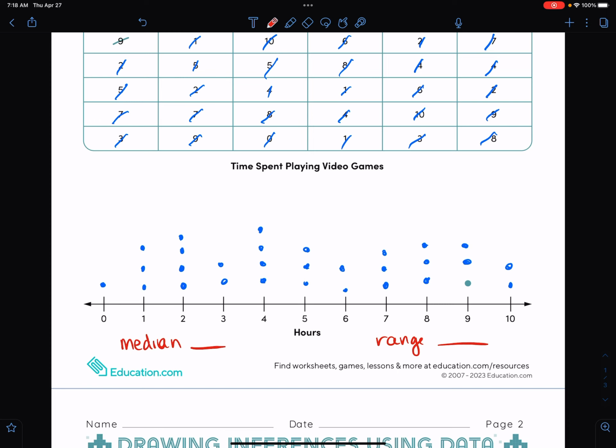So our range goes from 10 to 1. So that would be our biggest number minus our smallest number. Our range is 10. But the median, I have to count. So I have 30 total. So if I'm splitting 30 in half, that means I have 15 on one side and 15 on the other. So now I have to count these. One. Well, where's my pen?